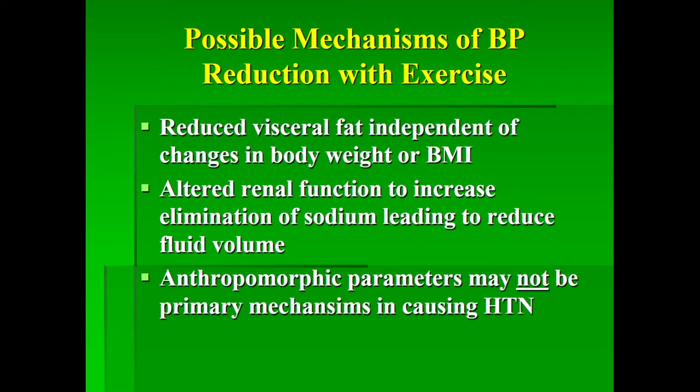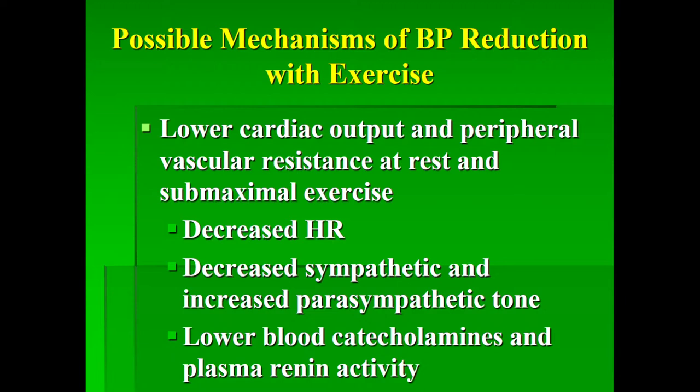Anthropometric parameters may not be the primary mechanism in causing hypertension. Lower cardiac output and peripheral vascular resistance at rest and submaximal exercise is a possible mechanism of reduction of blood pressure with exercise. Decrease heart rate, decrease sympathetic and increase parasympathetic tone, lower blood catecholamines and plasma renin activity.